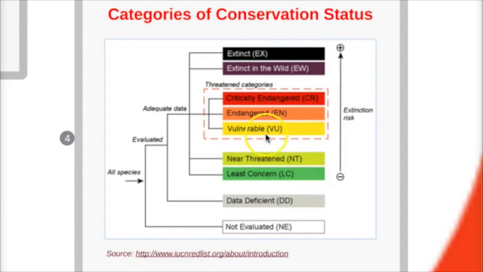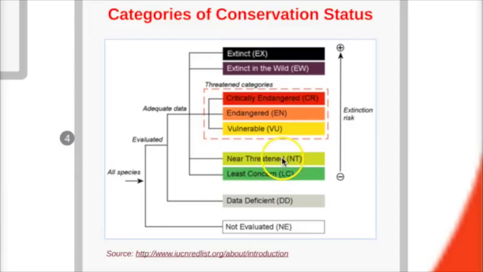And here, as you can see, we have seven different categories to represent different extinction risks. For the lowest risk, the category is called least concern, as you can see at the bottom. Basically, within this category, it means that the species has a very low chance of becoming extinct in the near future. So perhaps we don't have to put in too much effort for that species, but we still have to make sure that it will not get worse.